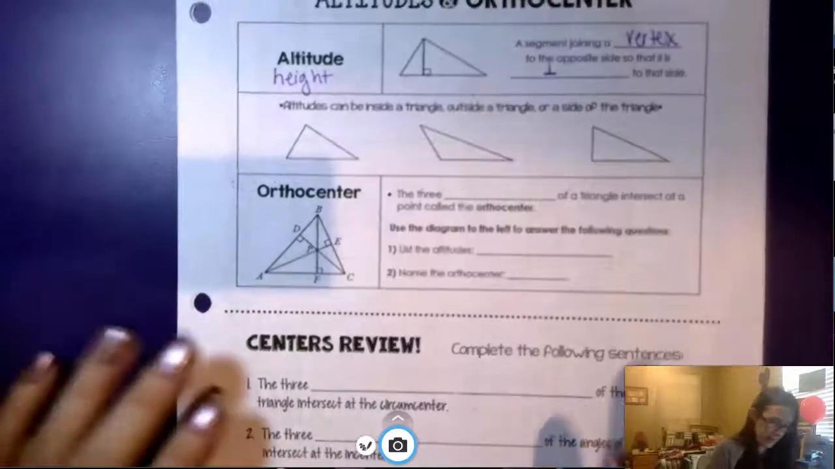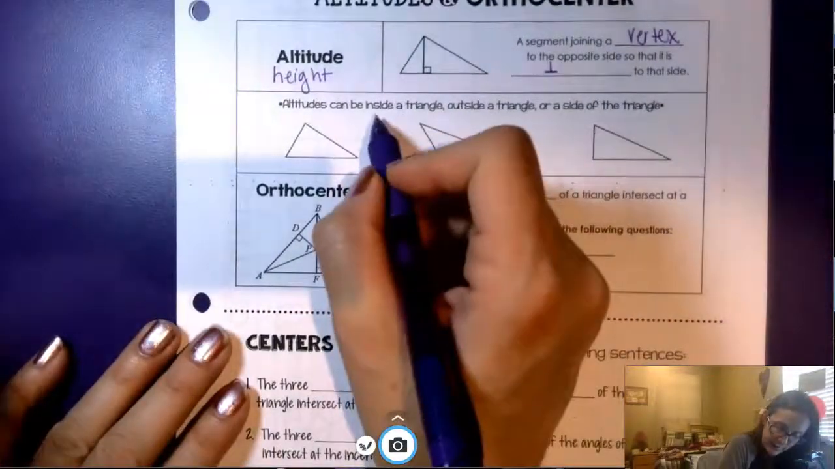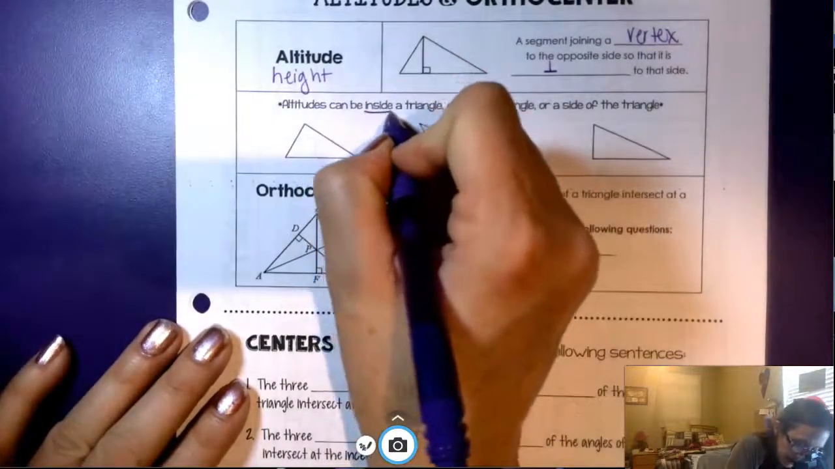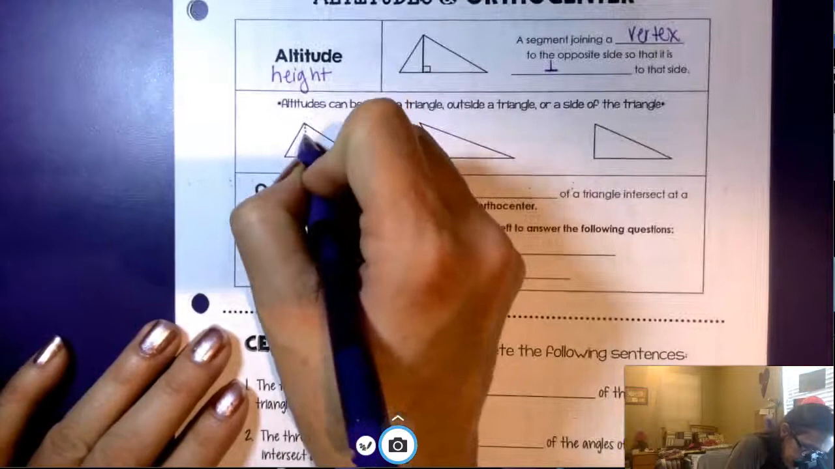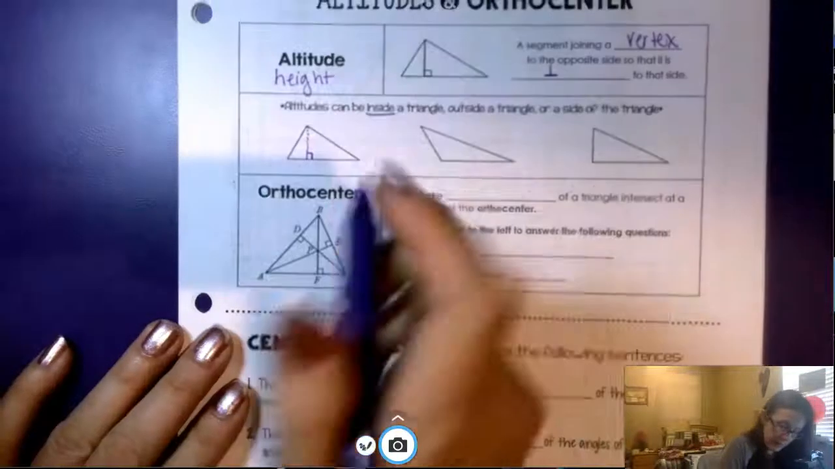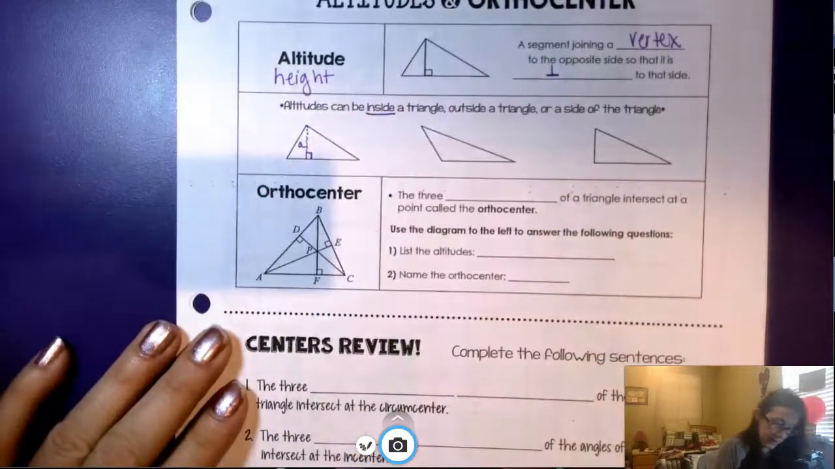What is interesting here is the altitudes can be inside, outside, or on the triangle. So if it is inside, you can bring that height straight down like this. There we go. That would be your altitude or your height of that triangle.